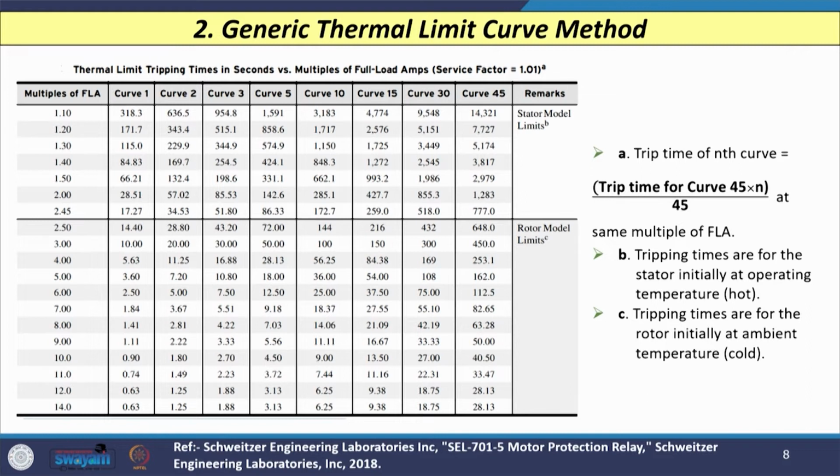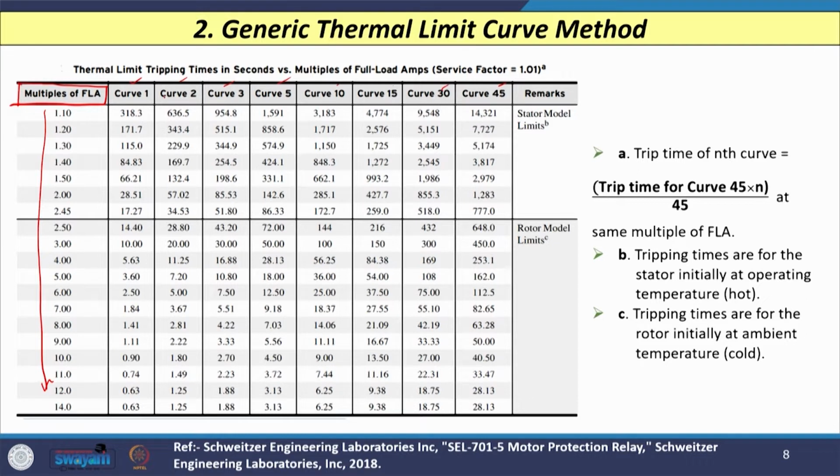So, if I just give you the table, the first column shows the multiple of the FLA, and these FLA multiples are given here, starting from 1.1 to 14. After that, from the second column, the different curves are given, curve number 1 to curve number 45, but I have shown only a few curves, say curve number 1, 2, 3, 5, 10, 15, 30 and 45, and for each curve the time is given, and this time is usually in seconds.